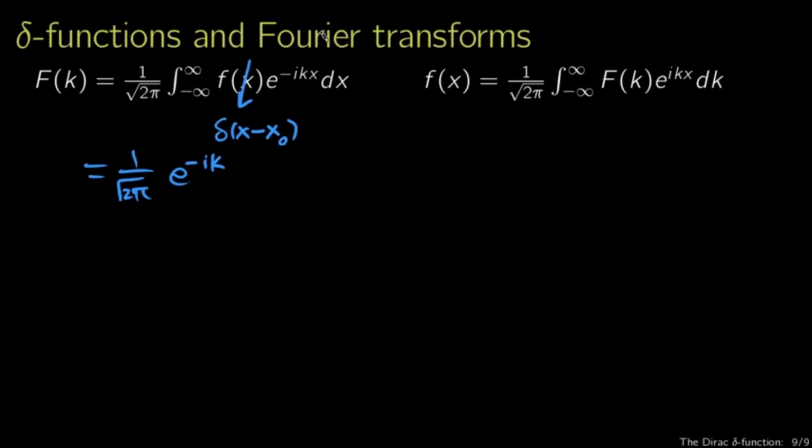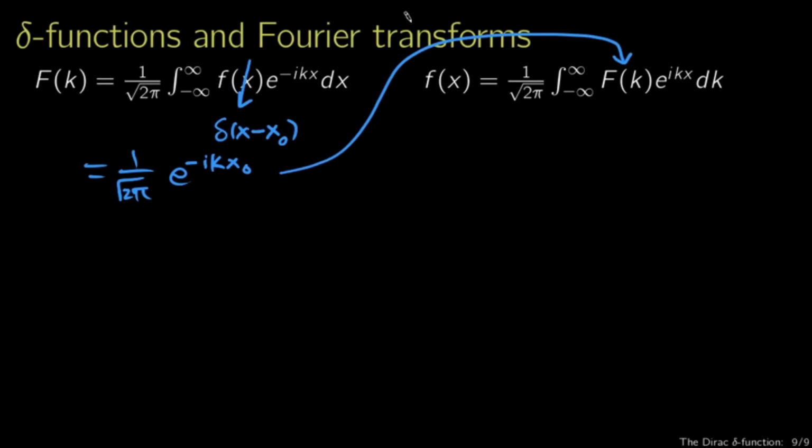So delta of x minus x naught here in this integral is just going to pull out the value of e to the minus ikx at x naught. So this is our Fourier transform of the delta function. It's a function of k, and x naught now is just effectively a constant. In order for this to really make sense, when I take this capital F of k and substitute it back in here, you'll see we need a particular interpretation of integrals of e to the ikx.